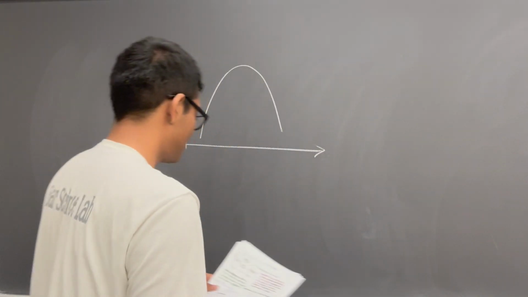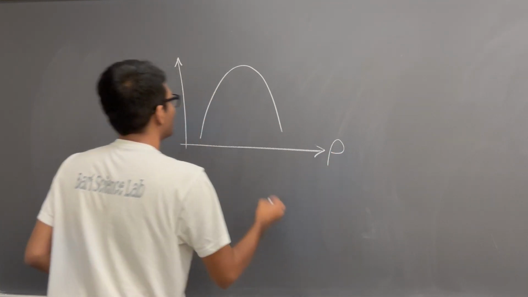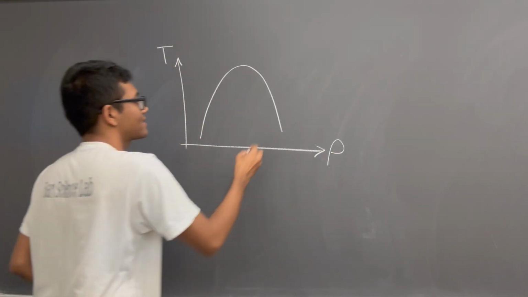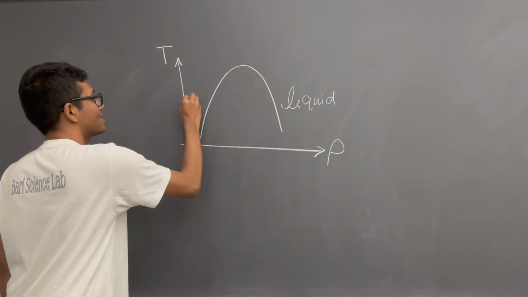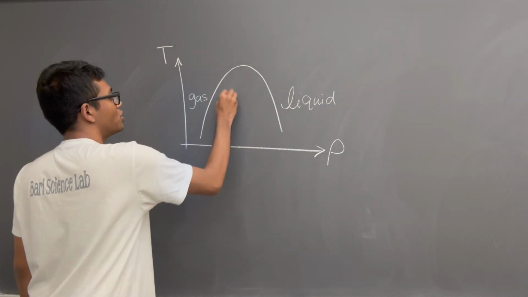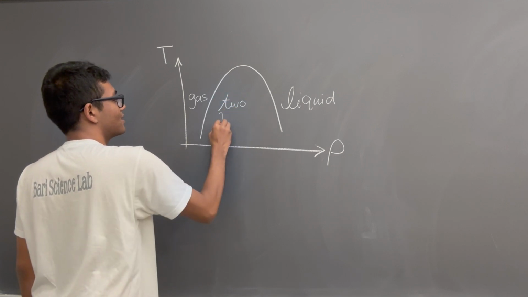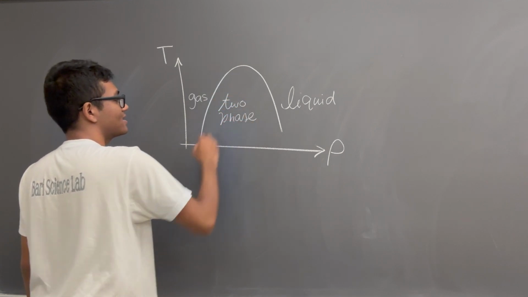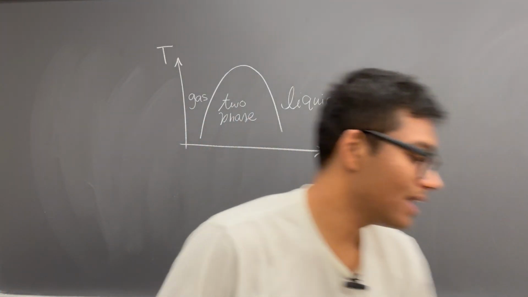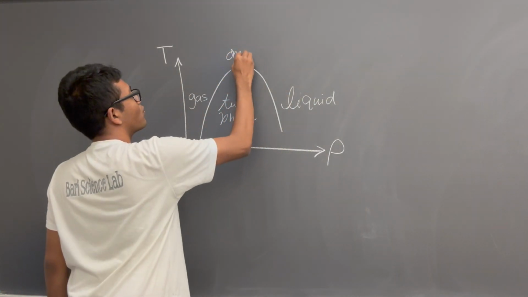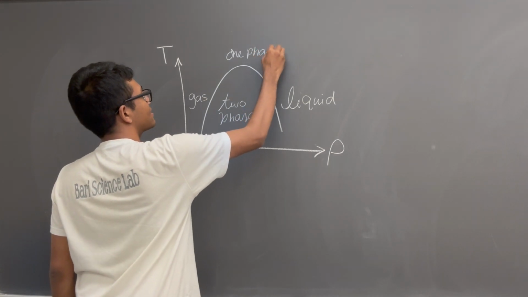Take a look. This is density on the x-axis, temperature on the y-axis. Here I have a liquid phase. Here I have a gas phase. Here I have a two-phase coexistence of the liquid and gas phases. And that's it. Okay, so that is it. And here I have one phase.